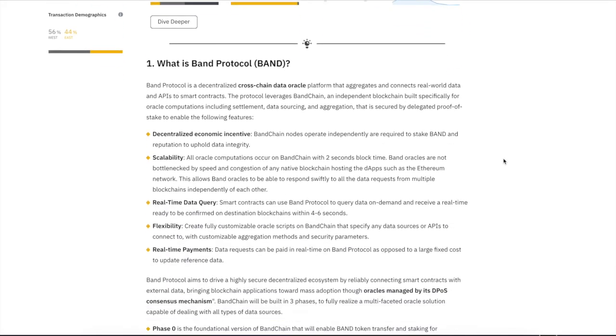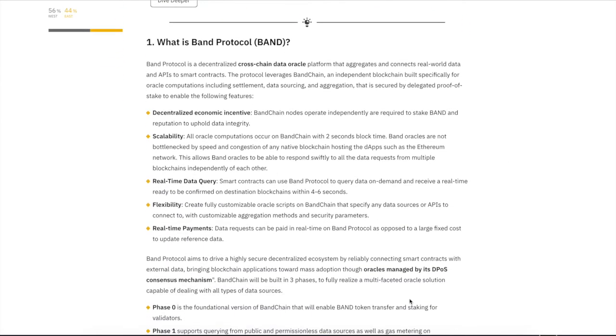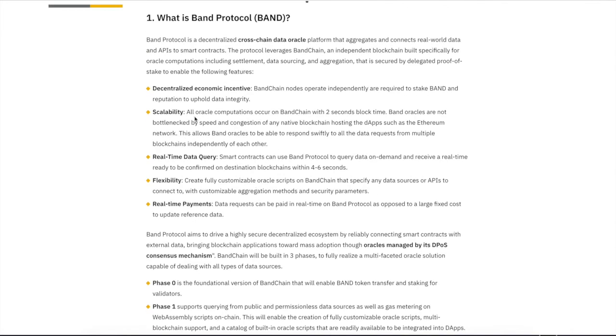It happens. Band Protocol, we already went over this. Scalability, this is important. So Band Chain will have a 2 second block time. So Band oracles are not bottlenecked by speed, which is big. We've already seen this with Bitcoin and somewhat with Ethereum. Ethereum is not as slow as Bitcoin, but it's still slow at times. You guys know what that means.